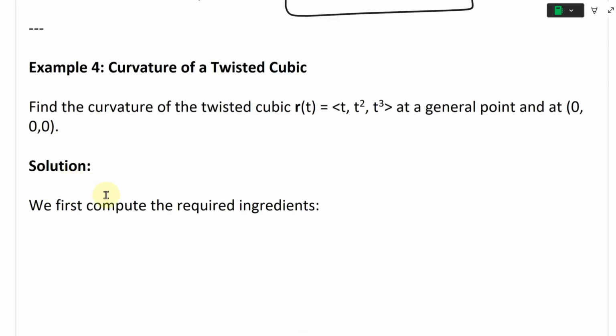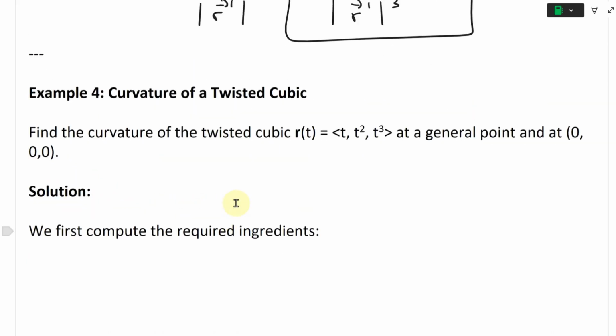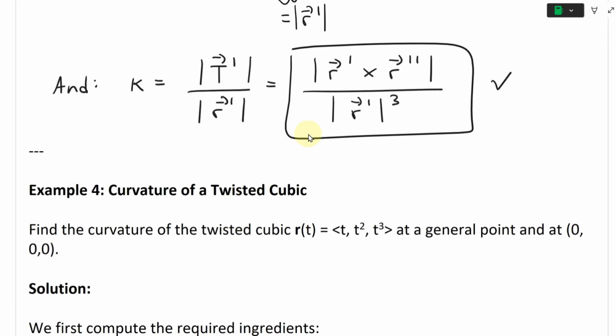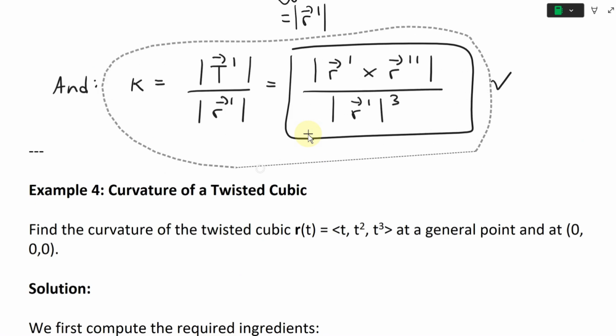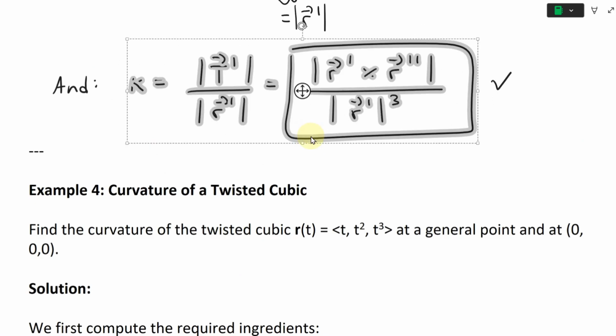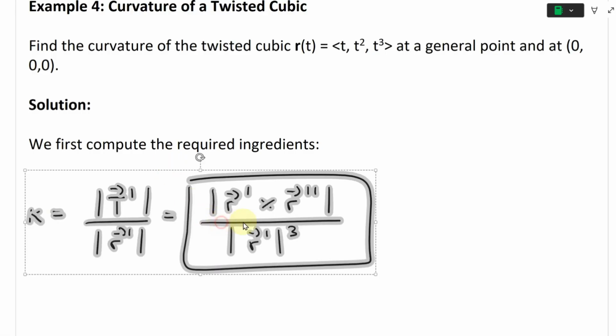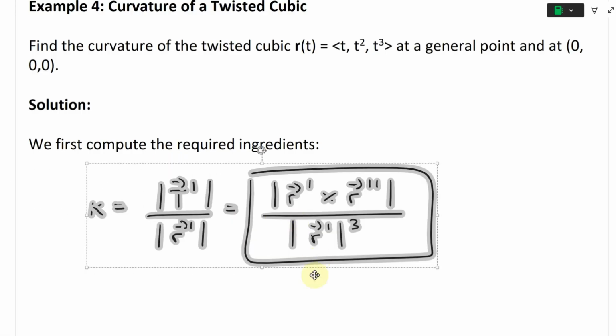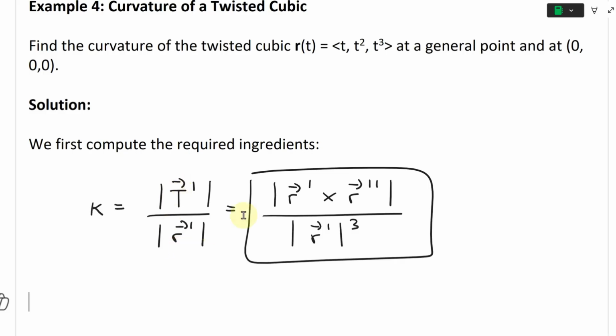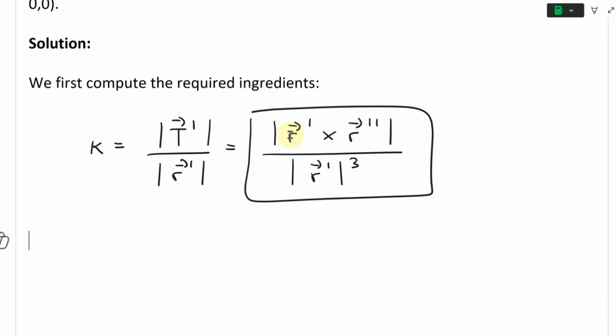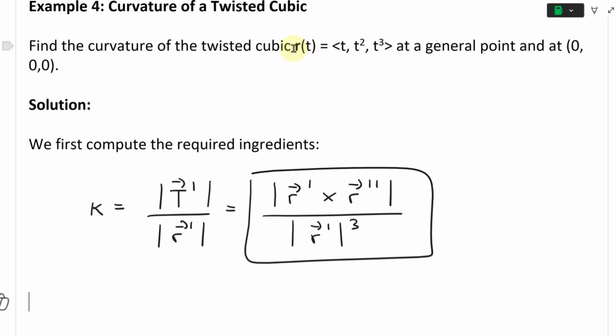Right, so solution. We first compute the required ingredients, and what I'll do is circle this right here, just so we have this in mind, because we're going to get the curvature, so we need to calculate this basically. So we've got to get these two. All right, so let's find the first derivative. Let's just write this down.